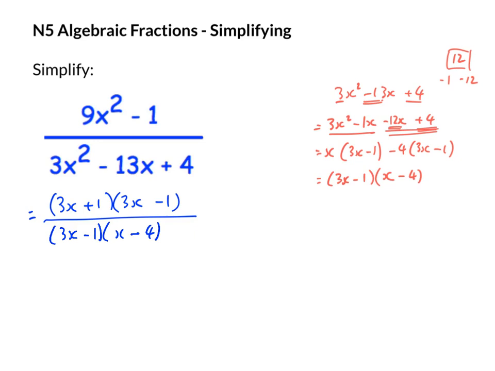Top and bottom have both got 3x minus 1, so I can divide the top by 3x minus 1, and I can divide the bottom by 3x minus 1. So I've now got 3x plus 1 times 1, so that's not going to change, and I've got 1 times x minus 4. And that's that simplified. So, to conclude, you need to consider factors.